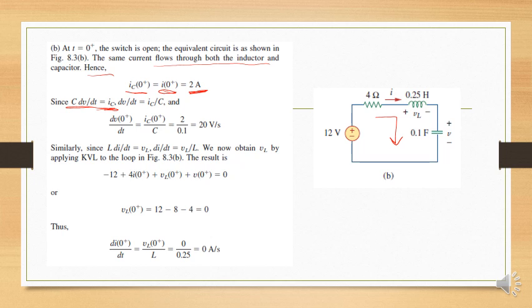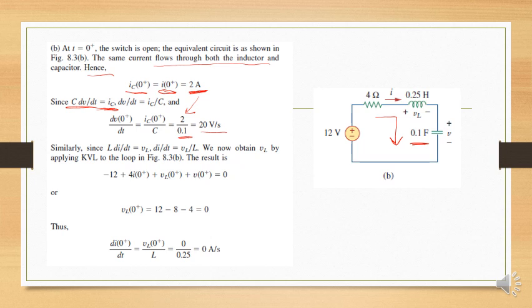So, dV over dt of 0 positive, which is one of the things we have to find in our given question, is equal to IC of 0 positive over C, which is equal to 2 amperes divided by 0.1, which is the value given over here, is equal to 20 volts per second.